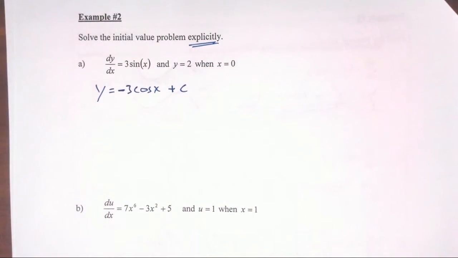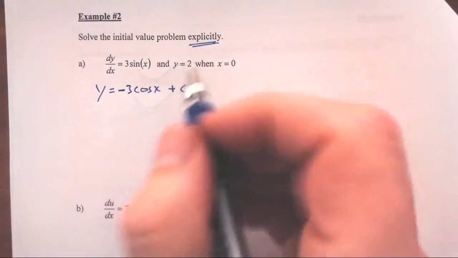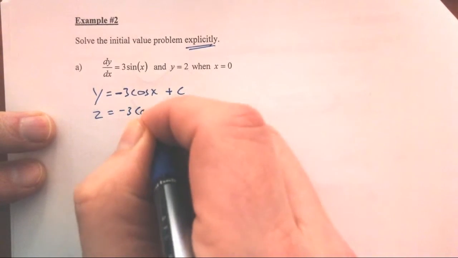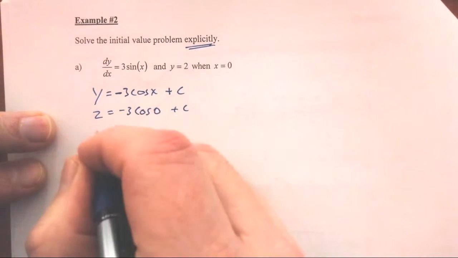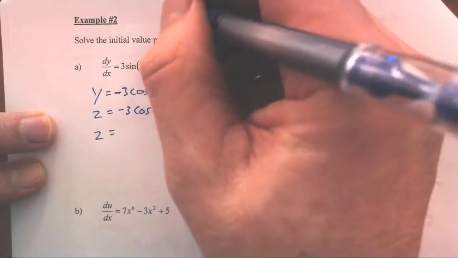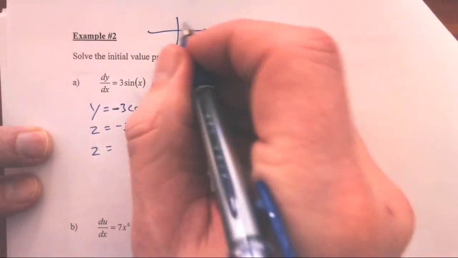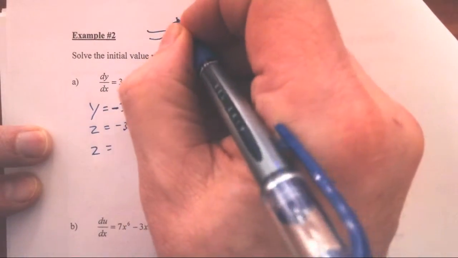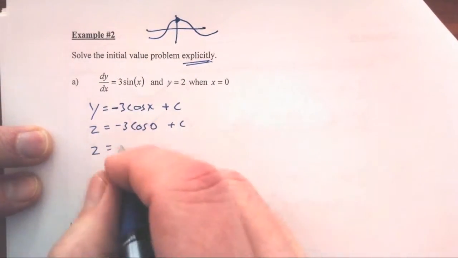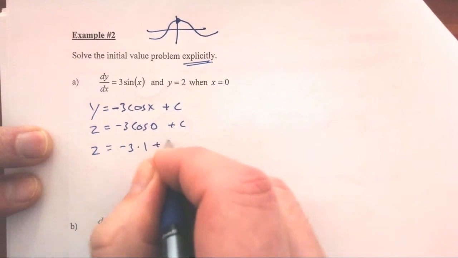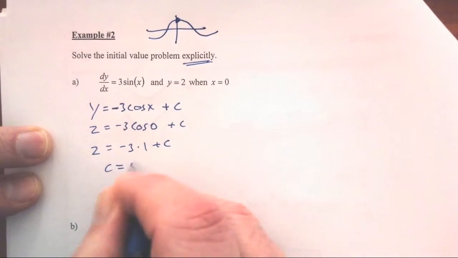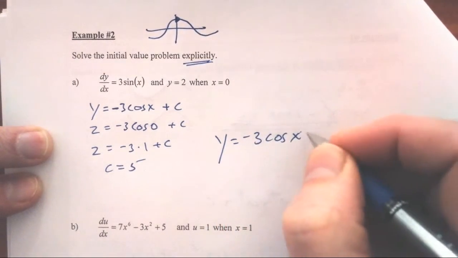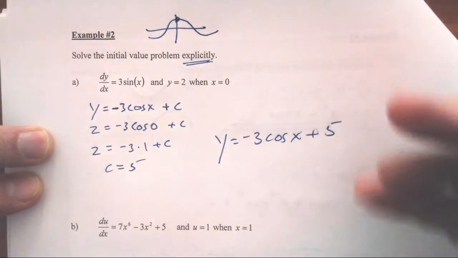But now, this says y is 2 when x is 0. So 2 equals, well, the cosine graph looks like this. We all know that. And cosine of 0 is the peak. That's 1. So this is negative 3 times 1 plus c. Add 3 to the other side. C is 5. Final answer, y equals negative 3 cosine of x plus c, but c is 5.